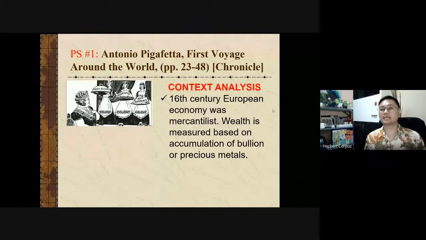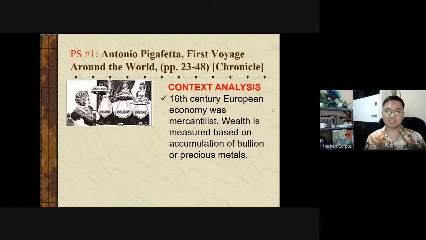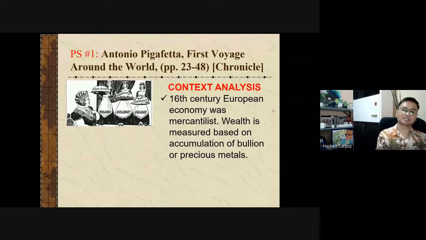Please take note that the 16th century European economy was mercantilist. When we say mercantilism, wealth is measured based on the accumulation of bullion or precious metals. So it's the accumulation of gold, accumulation of important metals or metals of significance. Okay, that characterized the 16th century European economy.